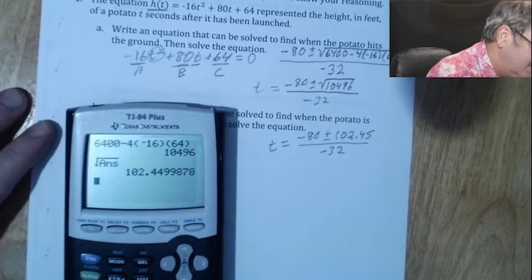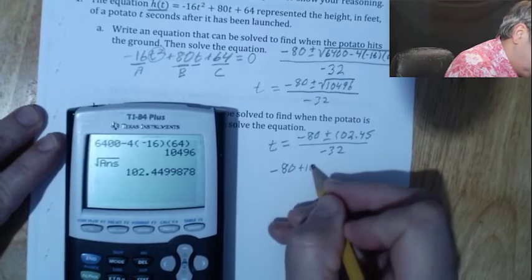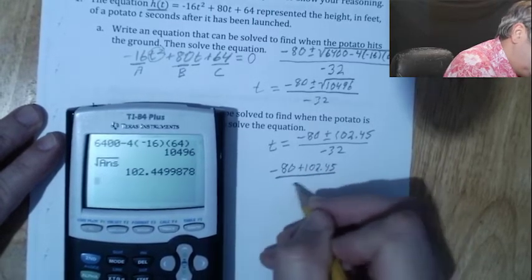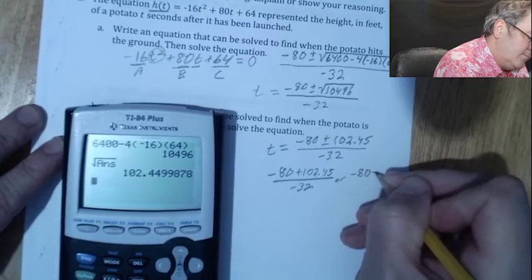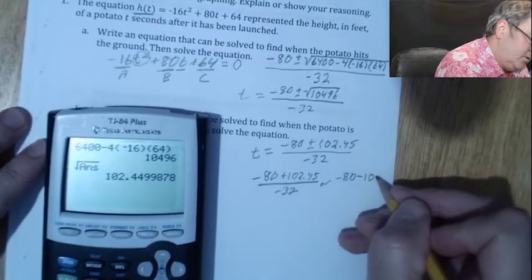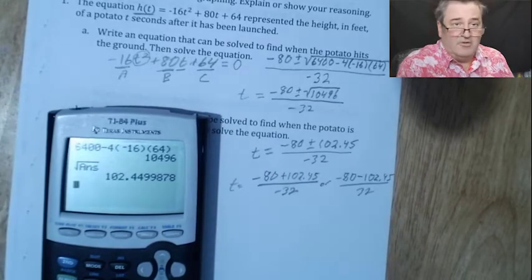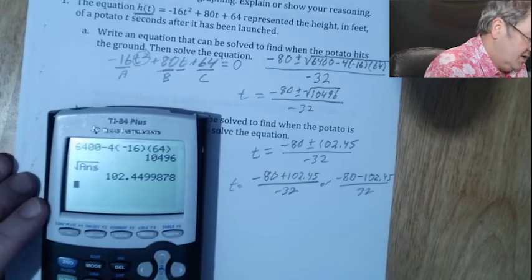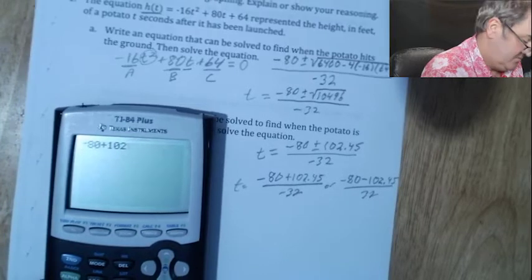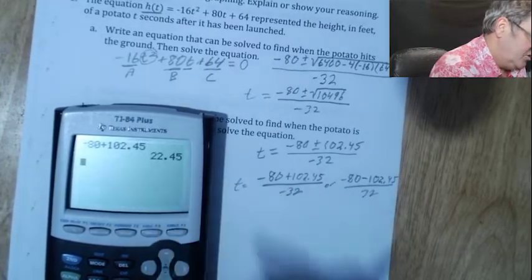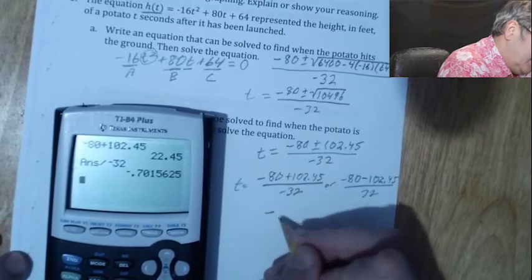So we're getting closer. So that means the answer is either negative 80 plus 102.45 divided by negative 32, or it's negative 80 minus 102.45 divided by 32. One or the other, right? One of those times. So let's do the first one. Negative 80 plus 102.45 equals 22.45. And then we'll divide that by negative 32. And we get negative 0.70.